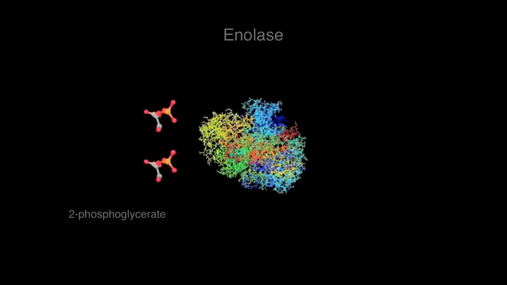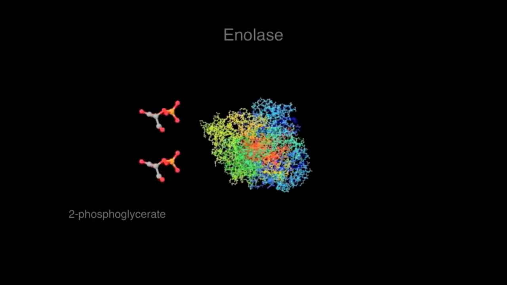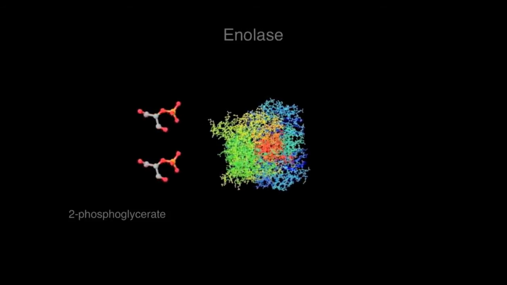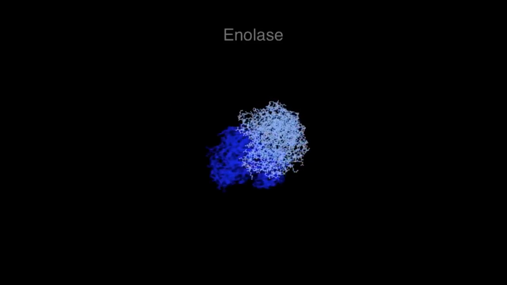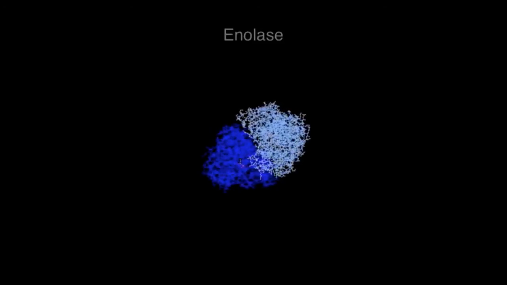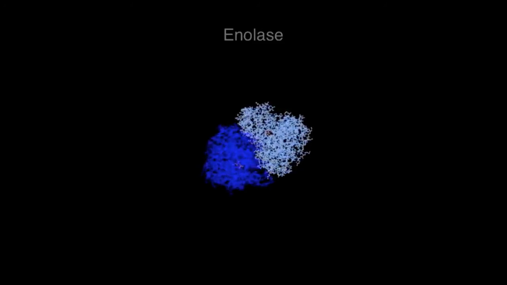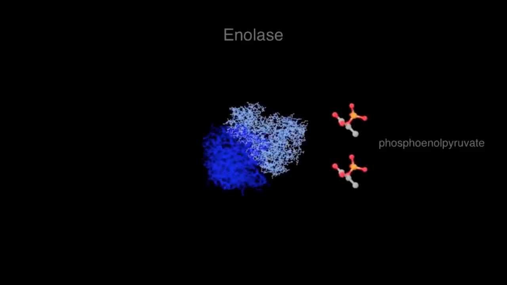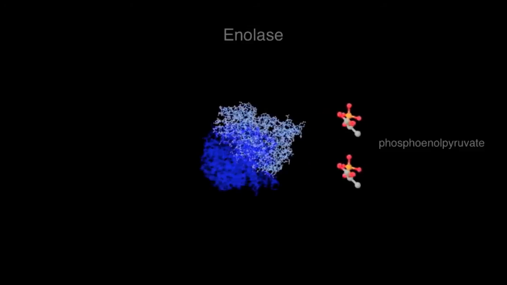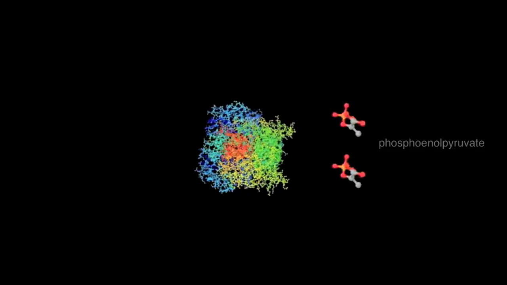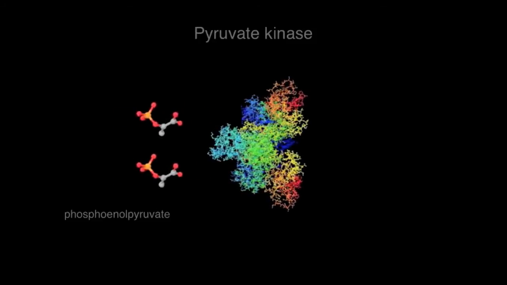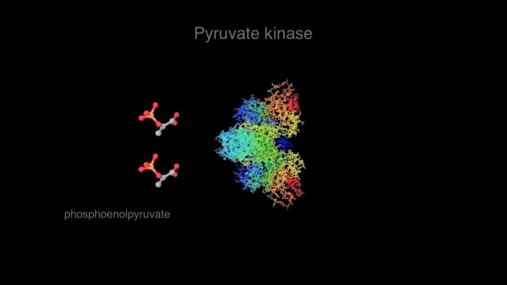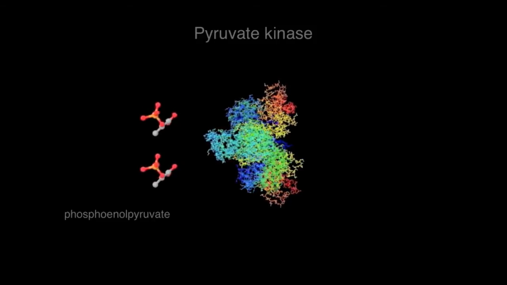And now comes step 9 with enolase. And enolase will position this phosphate in a thermodynamically unfavorable position, which creates an unstable molecule, phosphoenolpyruvate. And now phosphoenolpyruvate in the last step of glycolysis will be converted to pyruvate, and phosphorylation of ADP to ATP will occur.